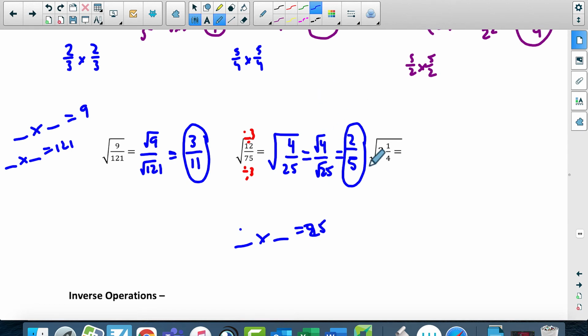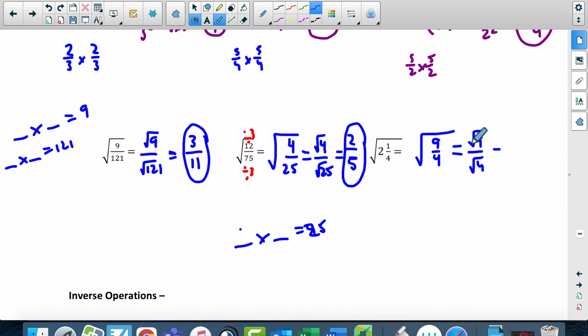Okay, last one here. 2 1/4. I bet you can guess what you're going to do. You're going to switch that into improper. 2 times 4 is 8, plus 1 is 9 over 4. And whenever you take the square root of a fraction, you can just take the square root of the top and the square root of the bottom.